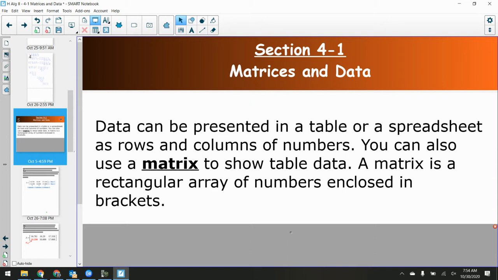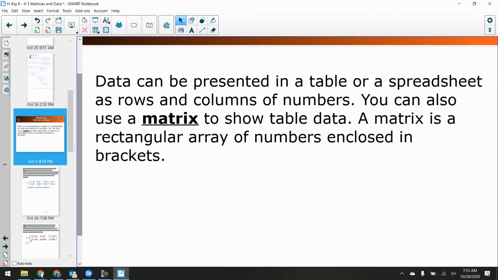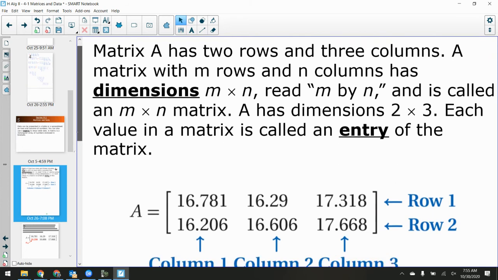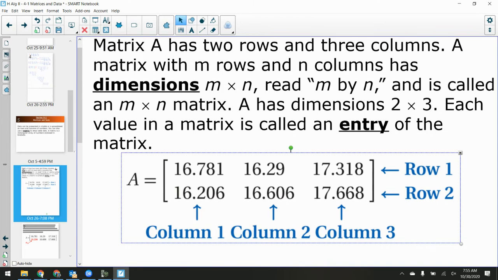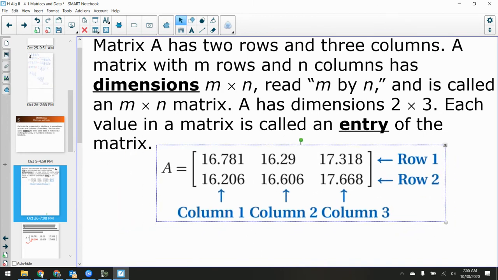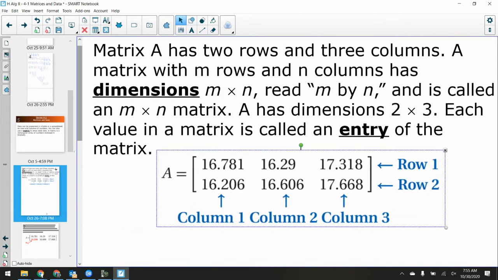It's just a rectangular arrangement of numbers. That's what the word array means. Data can be presented in a table or spreadsheet as rows and columns of numbers. You can also use a matrix to show table data. A matrix is a rectangular array of numbers enclosed in brackets. Okay, so this is an example of a matrix. This matrix down here, we're going to call matrix A for right now. Usually matrices are denoted by a capital letter. So this is matrix A.